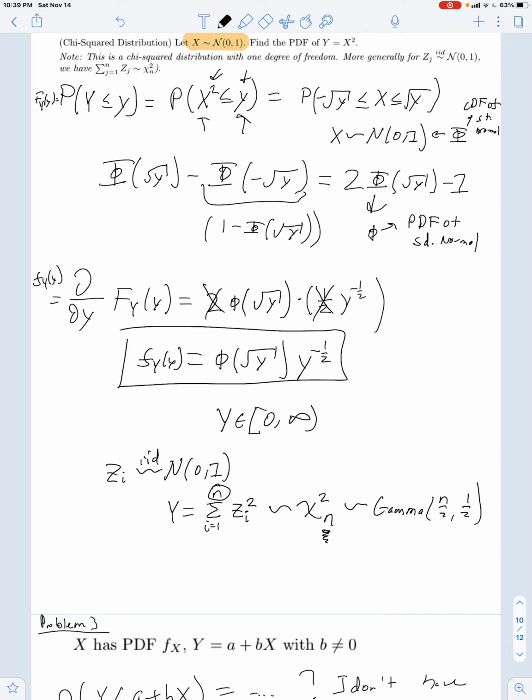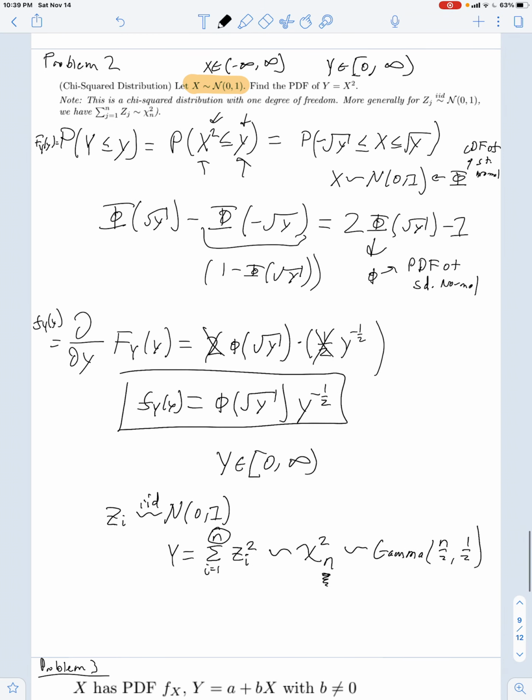So that was an example where you can't use change of variables. You have to work with the CDFs directly, and it's a fun problem that I think introduces the chi-squared, which is kind of nice.